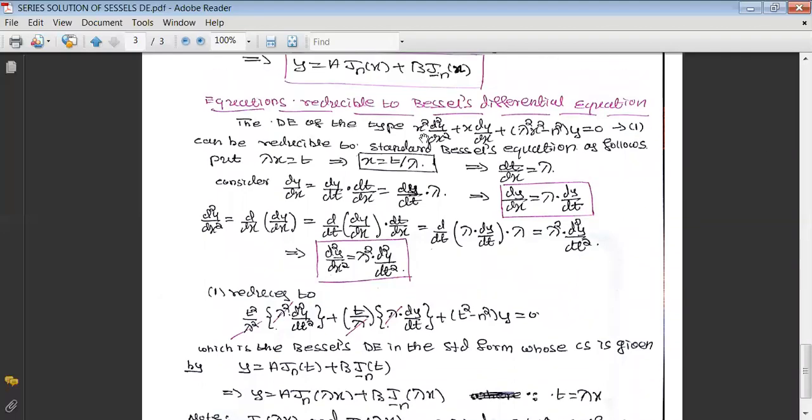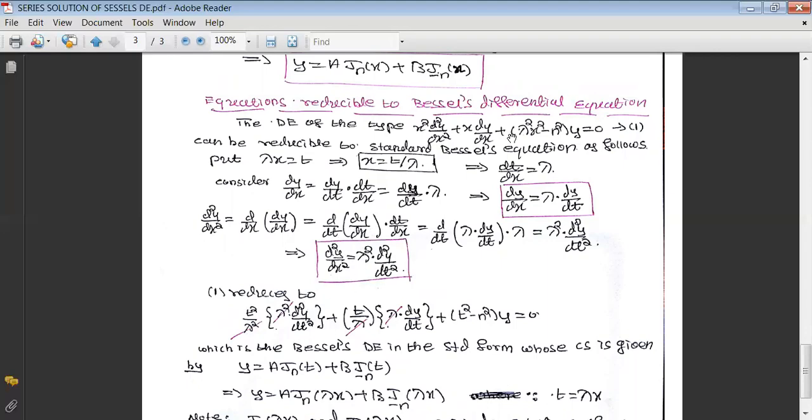We get, now equation 1 has x square. But what is our x? That is t by lambda. X square means t square by lambda square. And now it is d square y by dx square. That is lambda square into d square y by dt square.